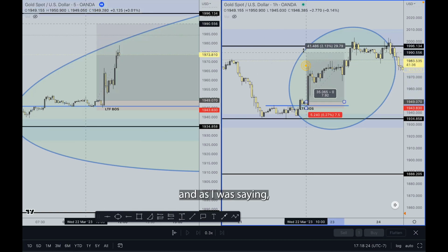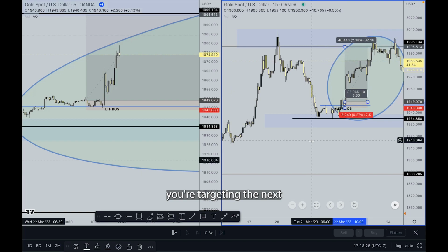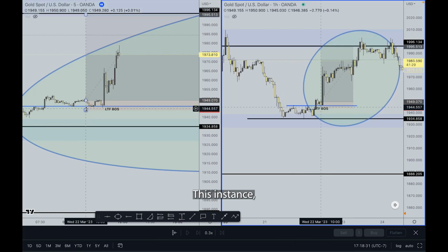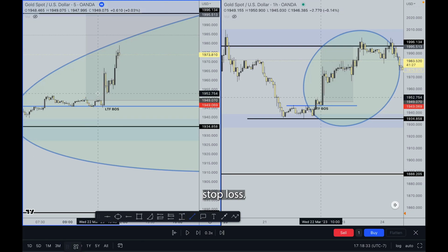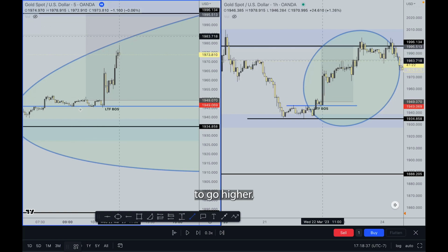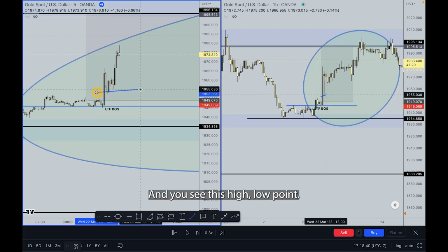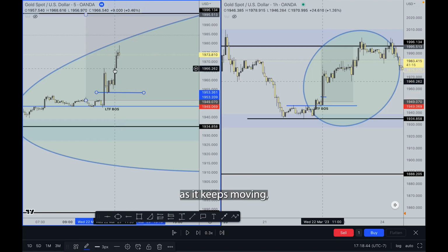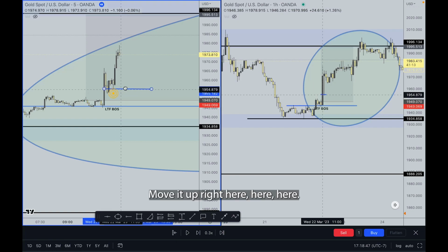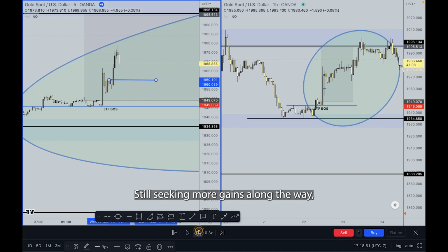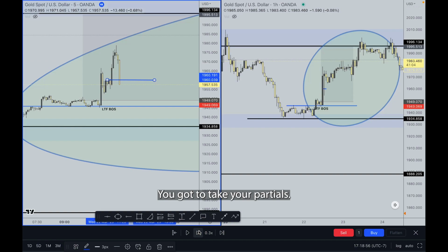But if you didn't want to close, and as I was saying, you're targeting the next technical level, which is this area of resistance. In this instance, you'd go break even, drag your stop, trail your stop loss. So let's say on this move, you went break even and you're still anticipating it to go higher, and you see this higher low point, you'd trail your stop loss below that bullish candle as it keeps moving. And this move happened right here. Could have moved it up right here or here, still securing more gains along the way, which is the whole point of trading, making money. You got to take your partials.